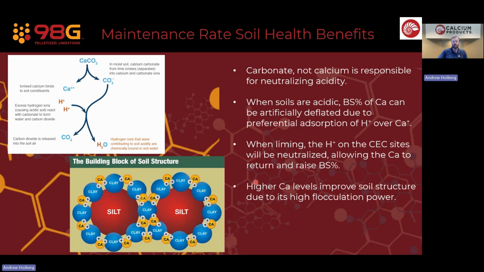Higher calcium levels, we won't go deep into that today, but higher calcium levels, from a 30,000 foot view, improve the soil structure due to the high flocculation power of calcium. So it's very beneficial from that standpoint, and can provide a lot of good soil quality benefits outside of the liming correction.